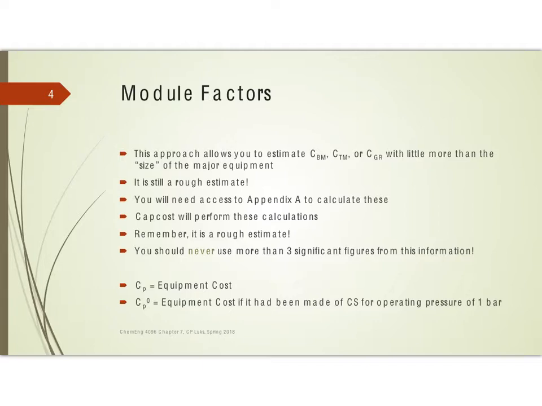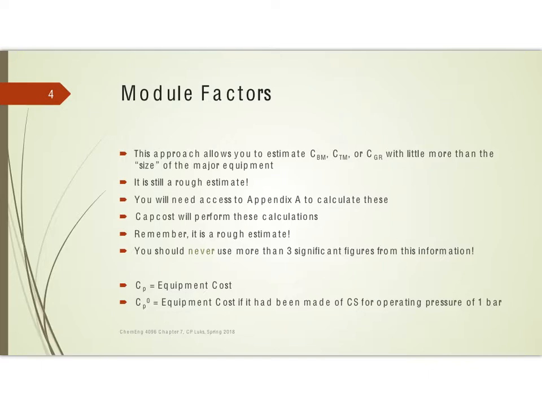In addition to the terms bare module, total module, or grassroots cost, which is based on the total final bill that we're going to have to pay to get this equipment installed appropriately, we're also going to have 2 other things, C sub P and C sub P naught. C sub P is just the purchase price for the equipment, okay? C sub P naught would be the purchase price for the equipment, assuming that it's made out of carbon steel, that's typically the cheapest, and made for an operating pressure of 1 bar.